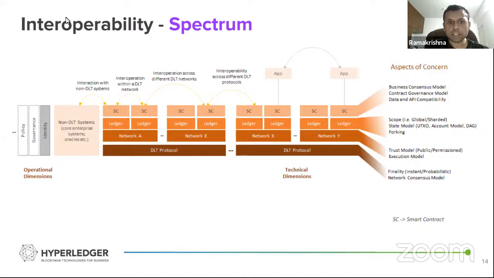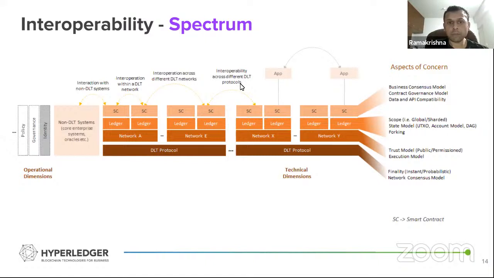Similarly, you have a ledger in one network that needs to interoperate with a ledger that's running on a different network. It could run on the same DLT protocol. The DLT protocol here could be, say, Hyperledger Fabric. Going from there, you also want the ability to enable ledgers that are running on a network on, say, Hyperledger Fabric to be able to interoperate with a ledger running on a different network that's running on, say, Corda or Hyperledger Besu.